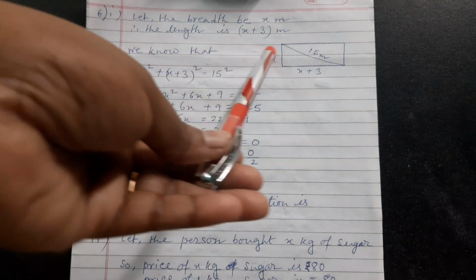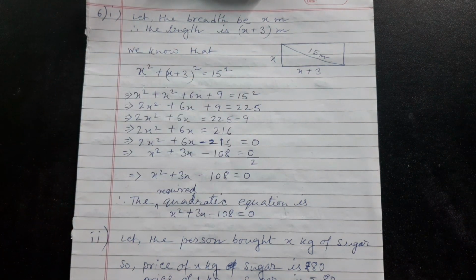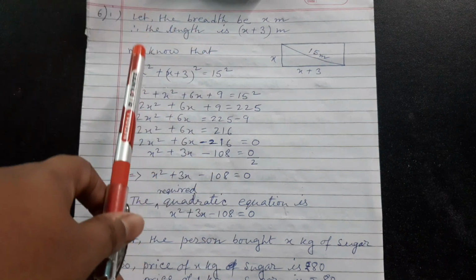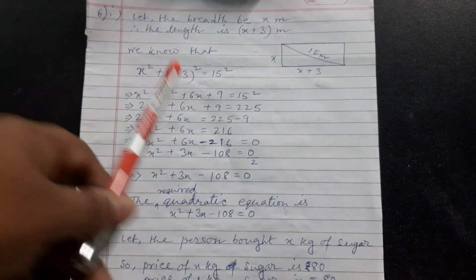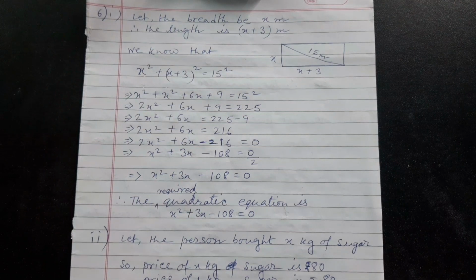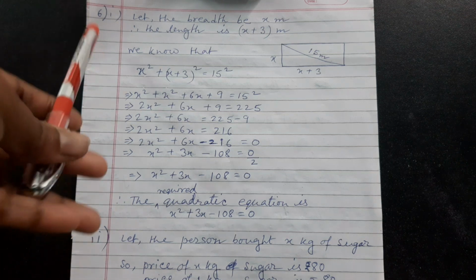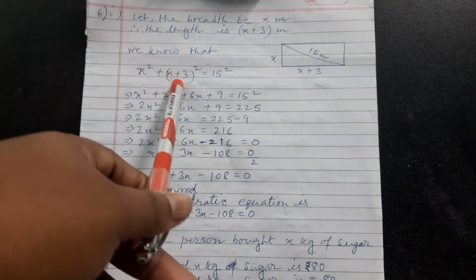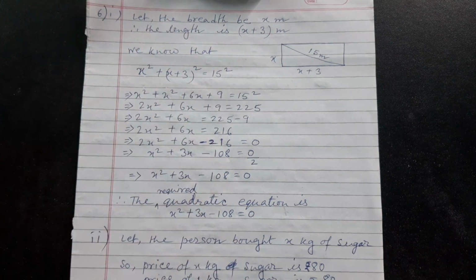Therefore, the length is x plus 3 meter. It is already given that length is 3 meter more. Now, we know that breadth square plus length square equals diagonal square. We all know that this is a common formula in rectangle. So, we just apply that formula to solve x. x square plus (x plus 3) whole square equals 15 square.